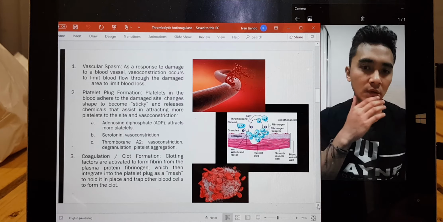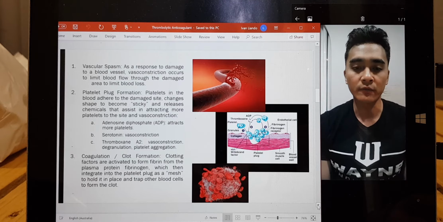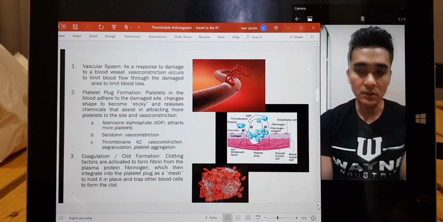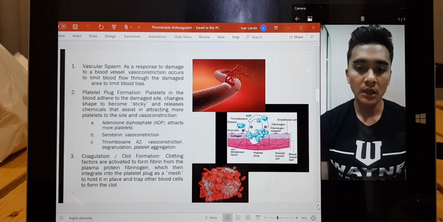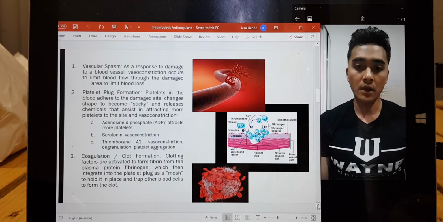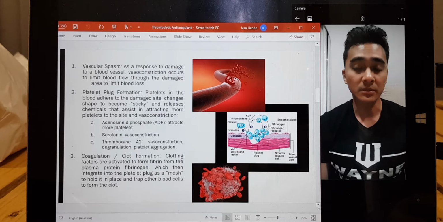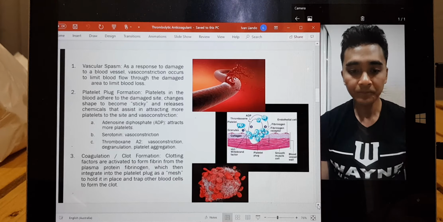When the blood vessel is damaged, there is an immediate reflex for the blood vessel to constrict. This is the vascular spasm. It's initiated by the local sympathetic pain receptors, and this is to make sure that there is less blood traveling through that vessel, so that ultimately we limit blood loss through that damaged site.